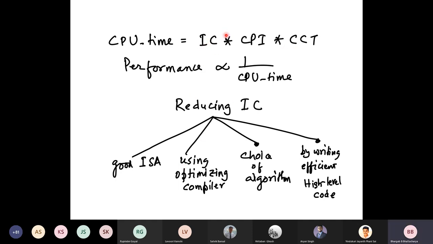So reduction of instruction count needs, of course, some kind of very good structure for the instruction set architecture. You can use an optimizing compiler that reduces the number of instructions and produces efficient code. Even above that, at a higher level, you can choose a very good algorithm which leads to efficient code, and also optimizing code. So these are the parameters which determine this instruction count. Okay.